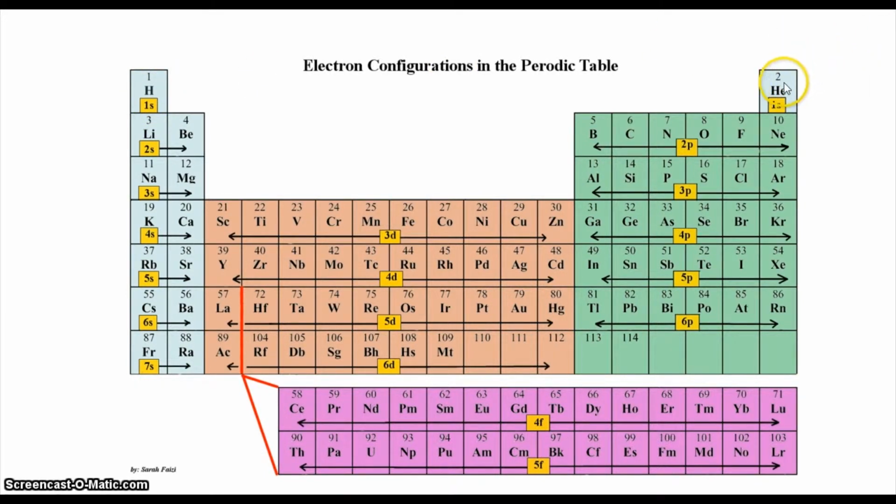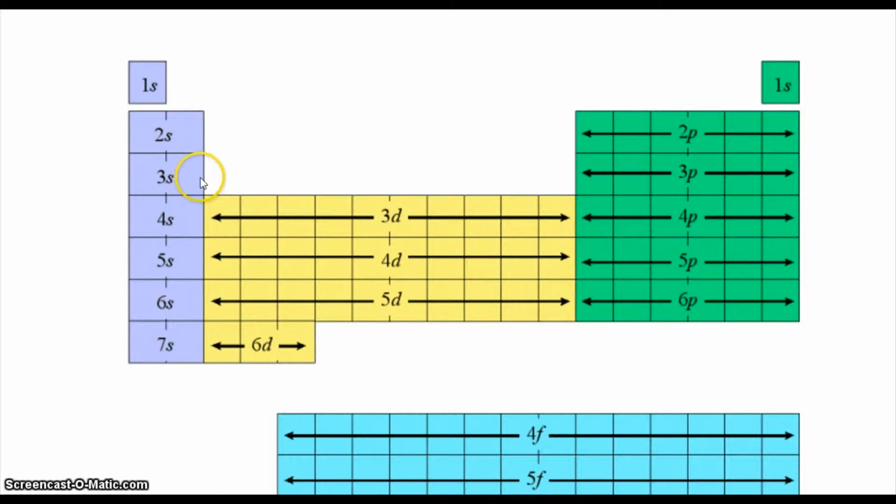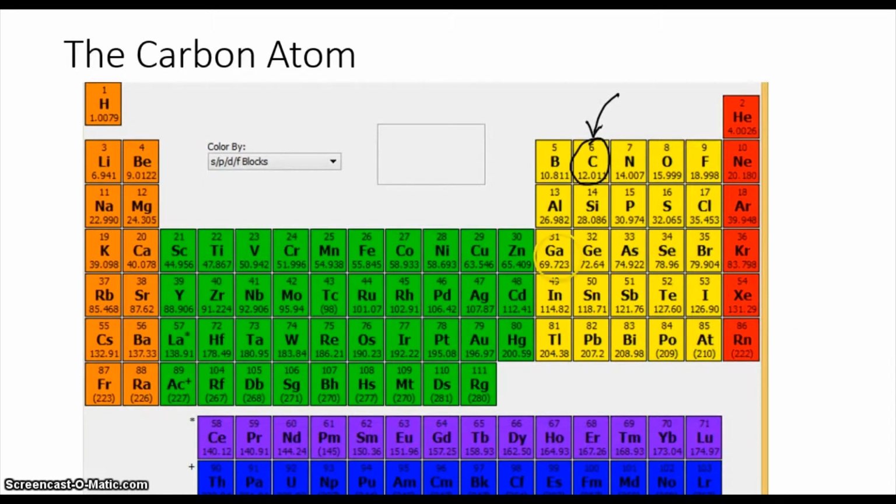Helium has 2, it would be 1s2. Lithium has 3, so it would start to fill 2s1, 2s2. The 2p's would then fill, then the 3s's, then the 3p's, and so on. And this shows you, without the elements actually on there, how the periodic table relates to orbital filling and then orbital energy.